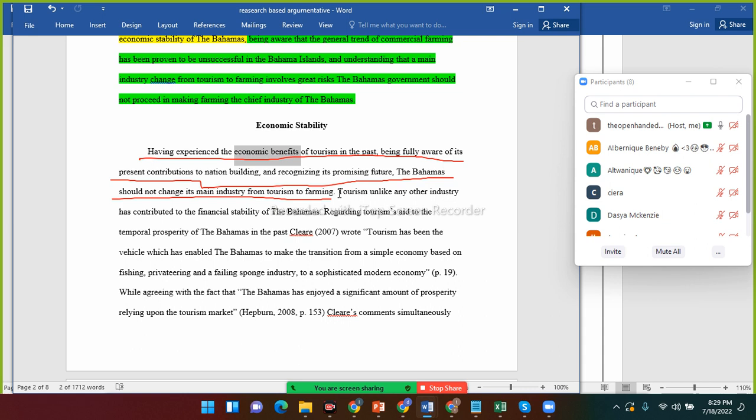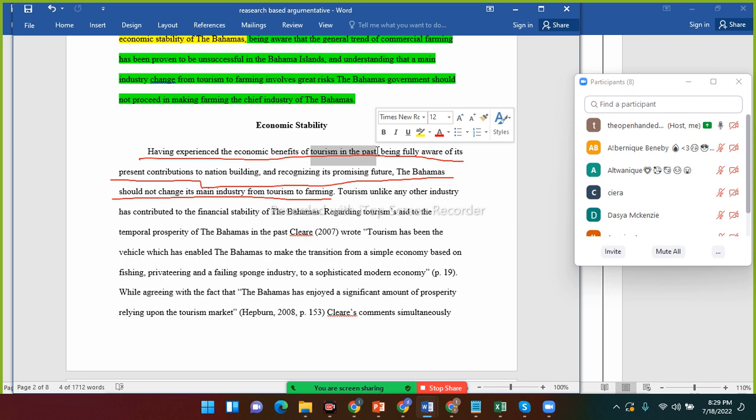The topic sentence gives a map of your entire rest of the body paragraph. It tells my reader exactly what I'm going to do. And so I continue. I say, tourism, unlike any other industry, has contributed to financial stability of the Bahamas, regarding tourism's aid to temporal prosperity of the Bahamas in the past. Because I did say it helps what? We see the benefits of tourism in the past. So that's what I said in my topic sentence. So I must show and defend it by giving supporting detail, talking about how it helps in the past.